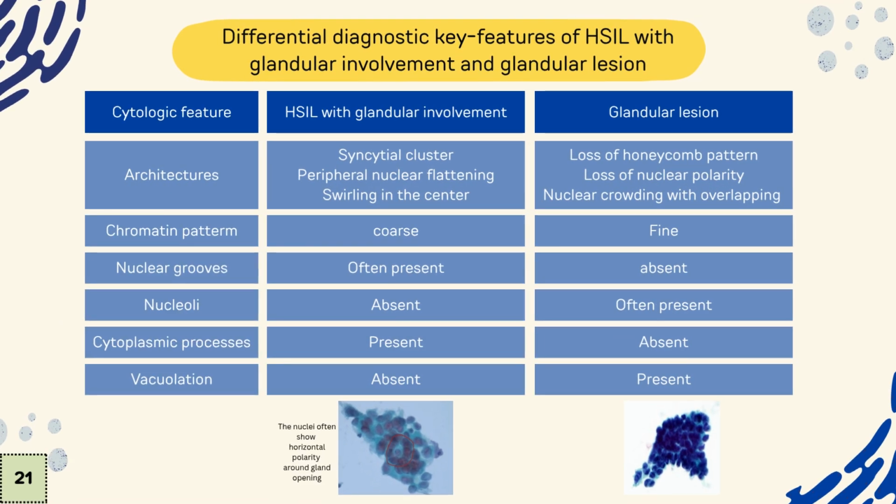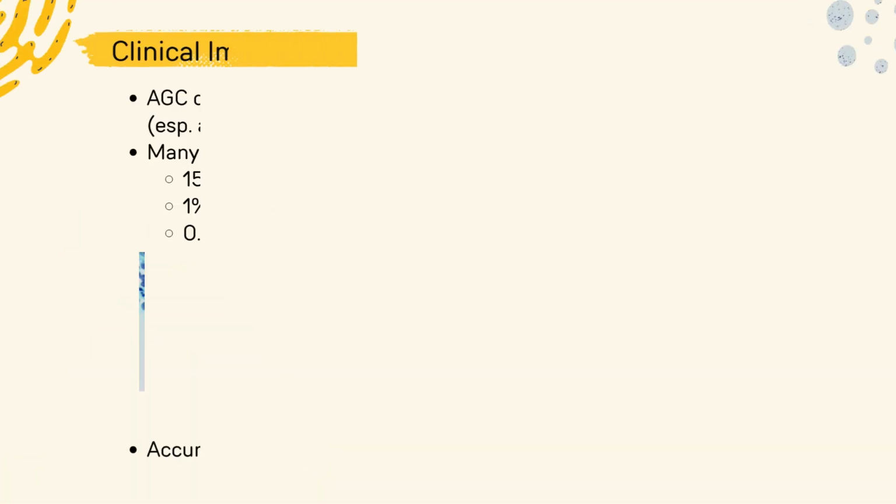Next, this table shows the comparison between HSIL with glandular involvement and true glandular lesion. Architecture for HSIL tends to form syncytial clusters with swirling, while glandular lesions show a more organized honeycomb pattern. Nucleoli are usually absent in HSIL but often present in glandular cells. Nuclear groves are often seen in HSIL, whereas they are usually absent in glandular cells. Cytoplasmic processes and coarse chromatin also favor HSIL, whereas glandular lesions tend to have fine chromatin and vacuolated cytoplasm.